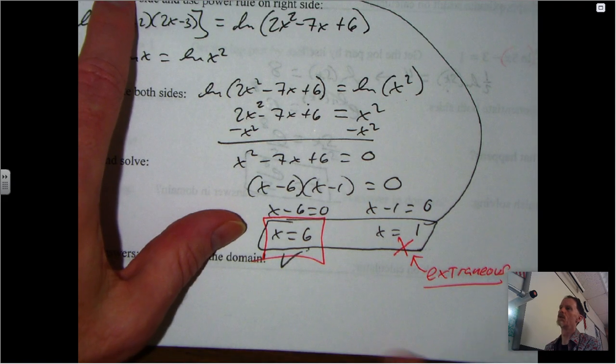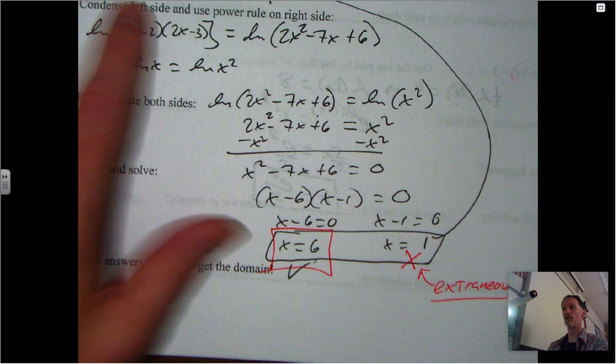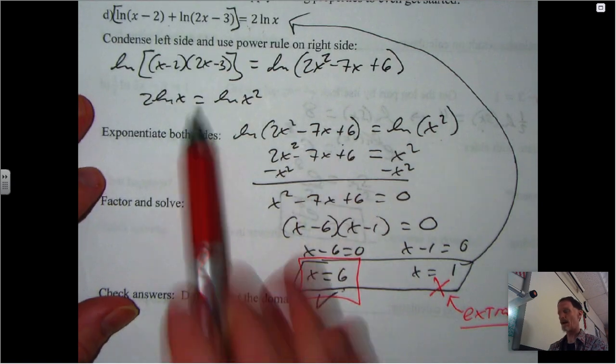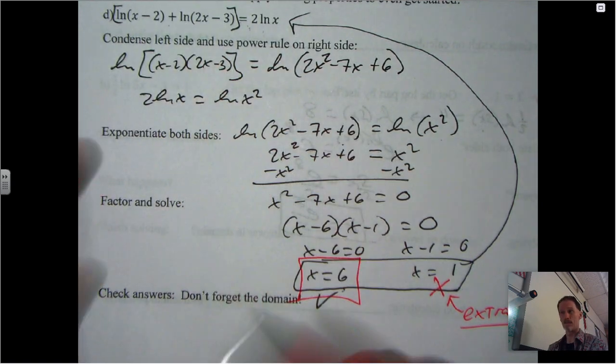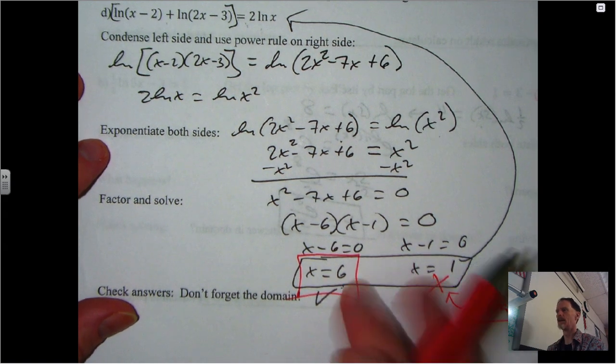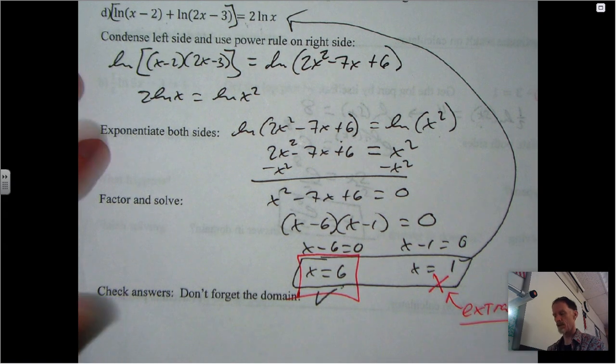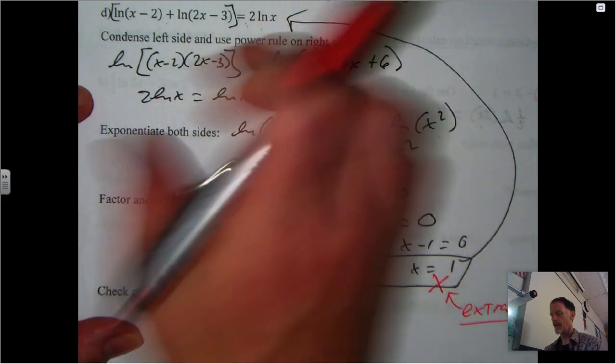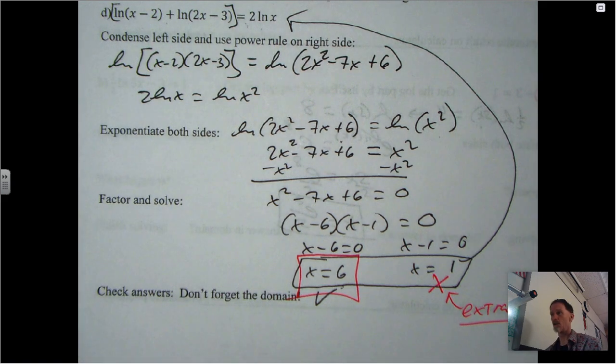Really what this would mean, if you were to graph this problem, it would only intersect in one point. So even though algebraically we got 2 solutions, there's really only one solution. So it's really important on these factoring type questions that you check the domain and check for extraneous solutions.